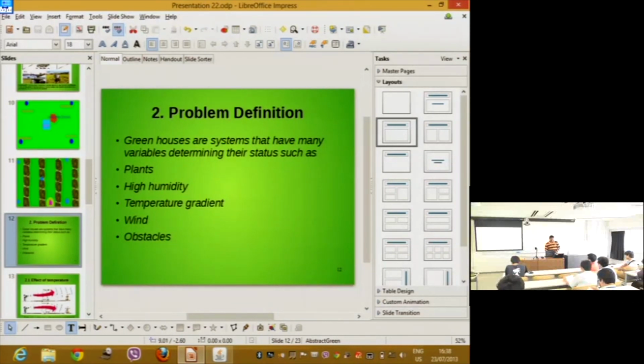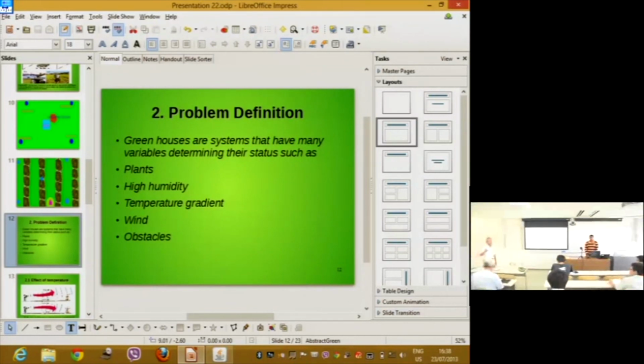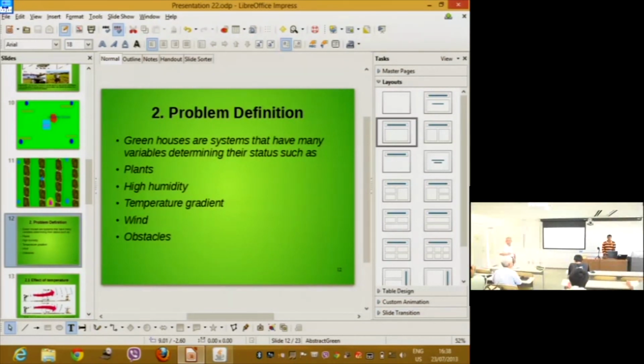And the cost. Okay, any other questions or comments to him?